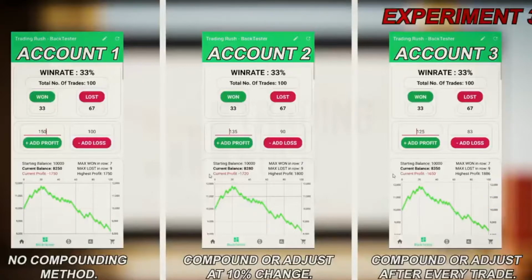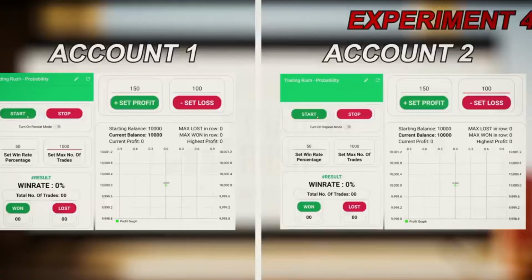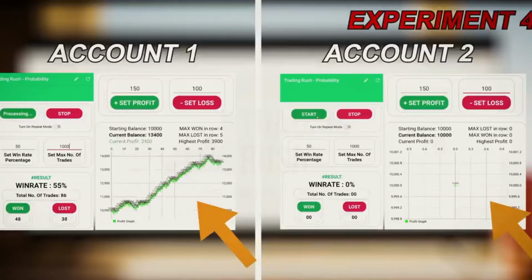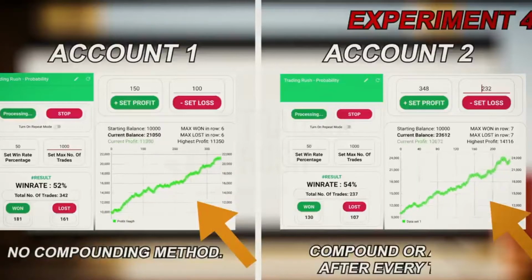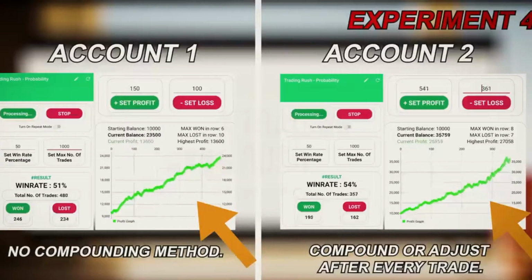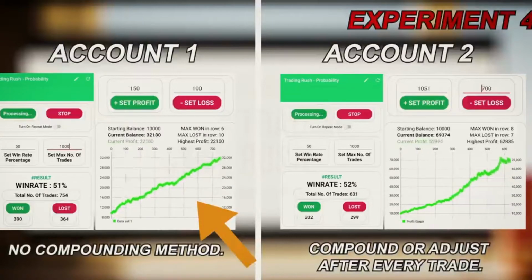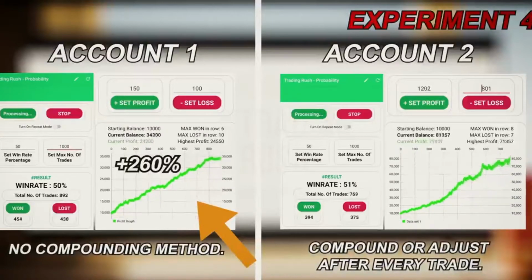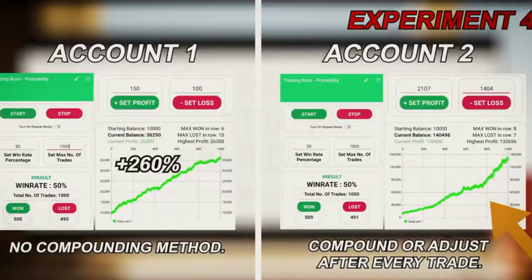After looking at all of this data, we can safely say that we have found the best compounding and adjustment method. In the fourth experiment, I simulated 1,000 trades with no compounding on one side, and 1,000 trades with compounding and adjustment after every trade on the other side. In the end, the account with no compounding was only up by 260%, whereas the account with compounding plus adjustment after every trade was up by 1,300%.